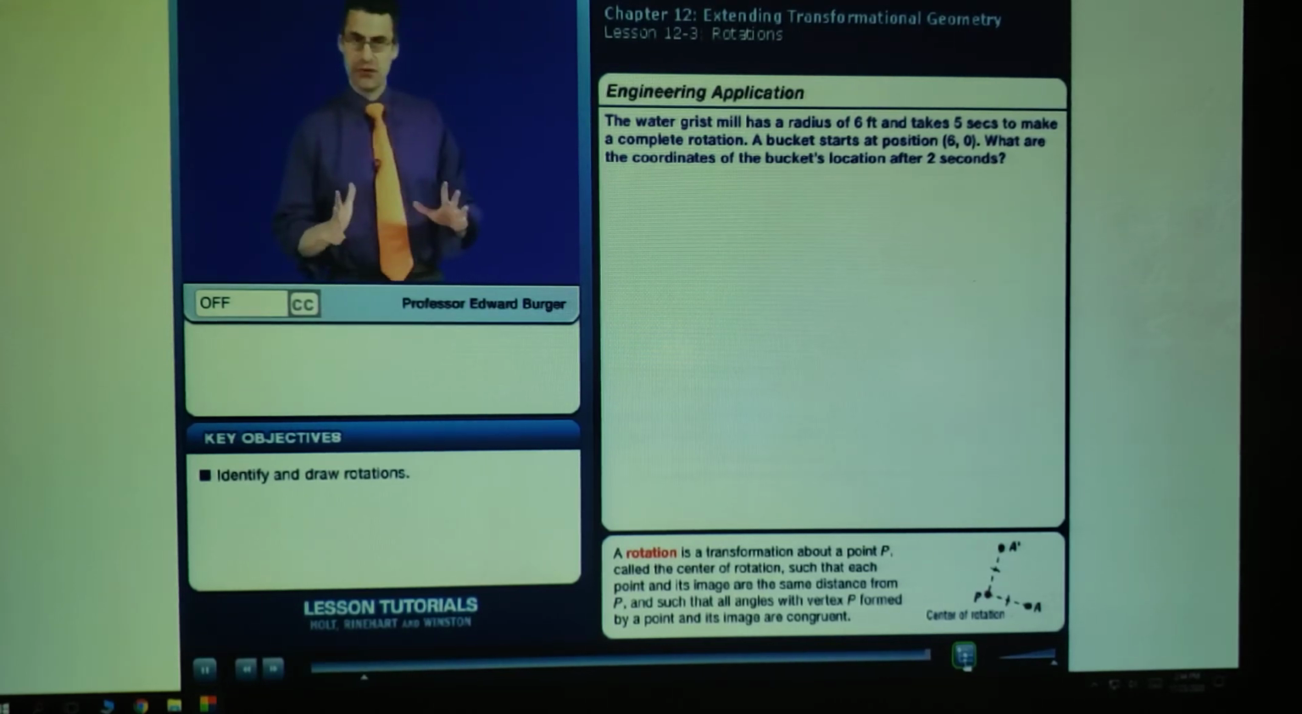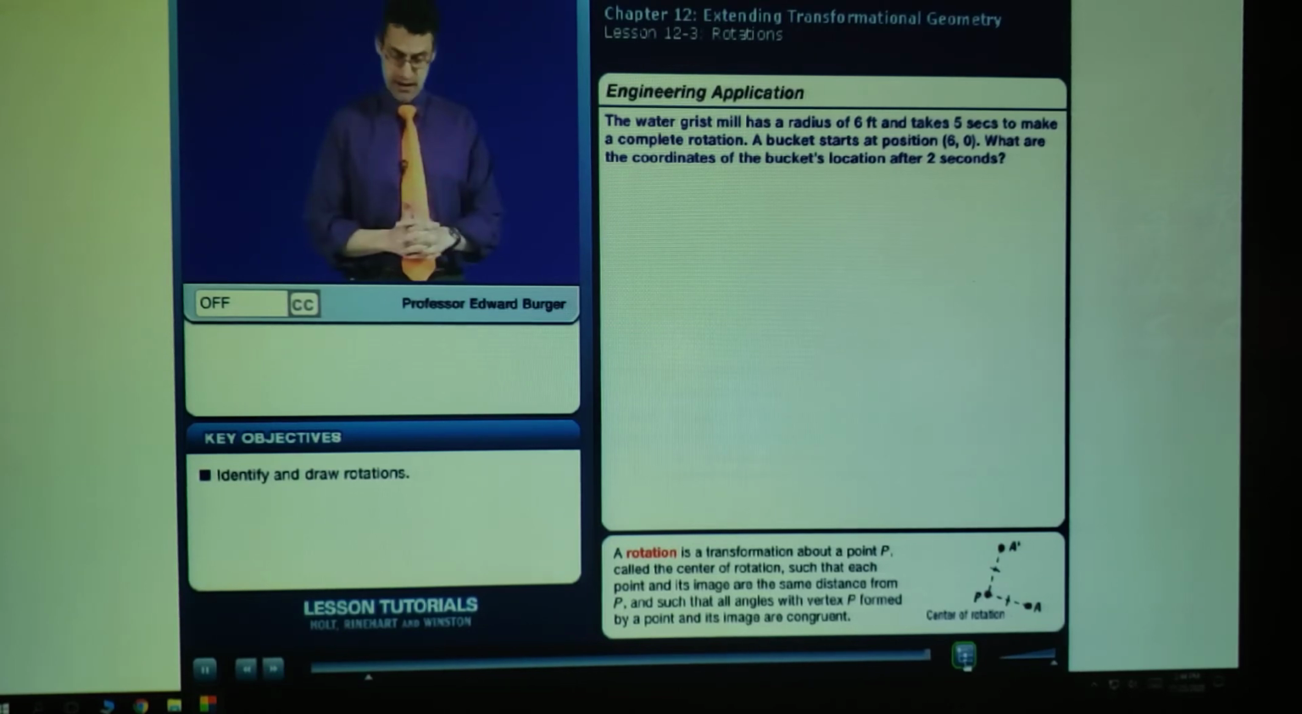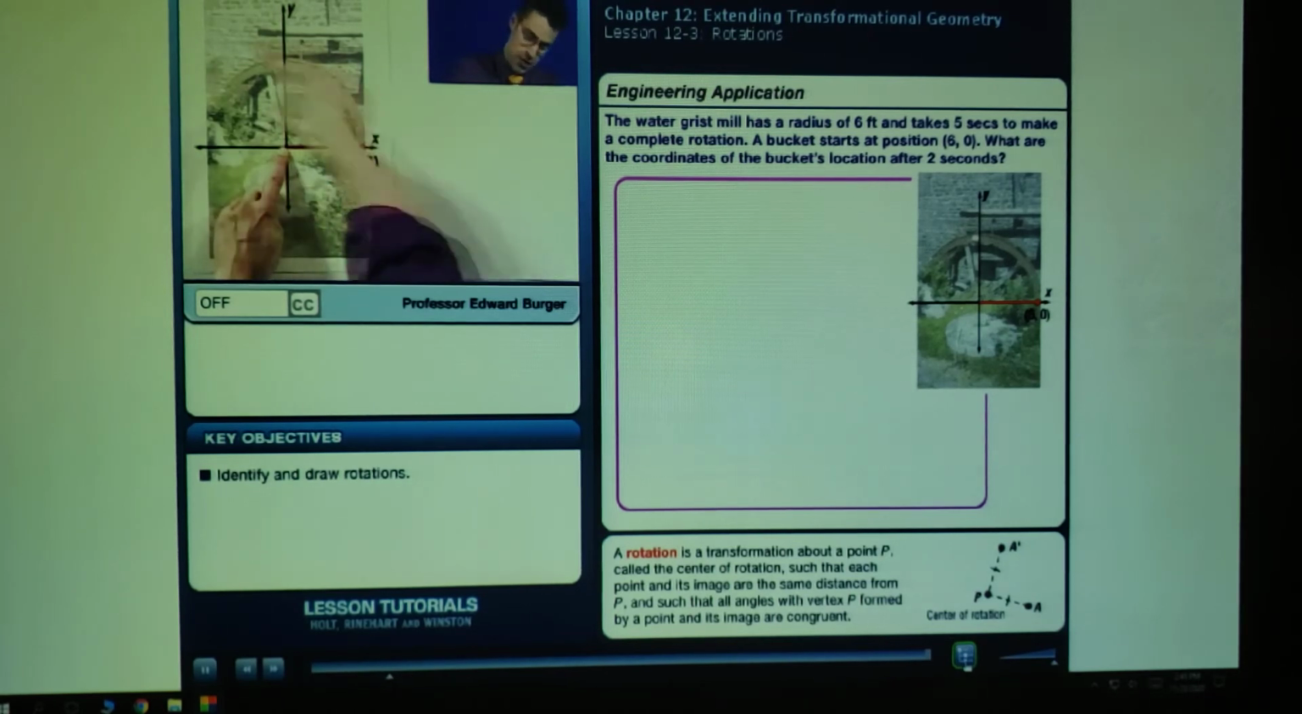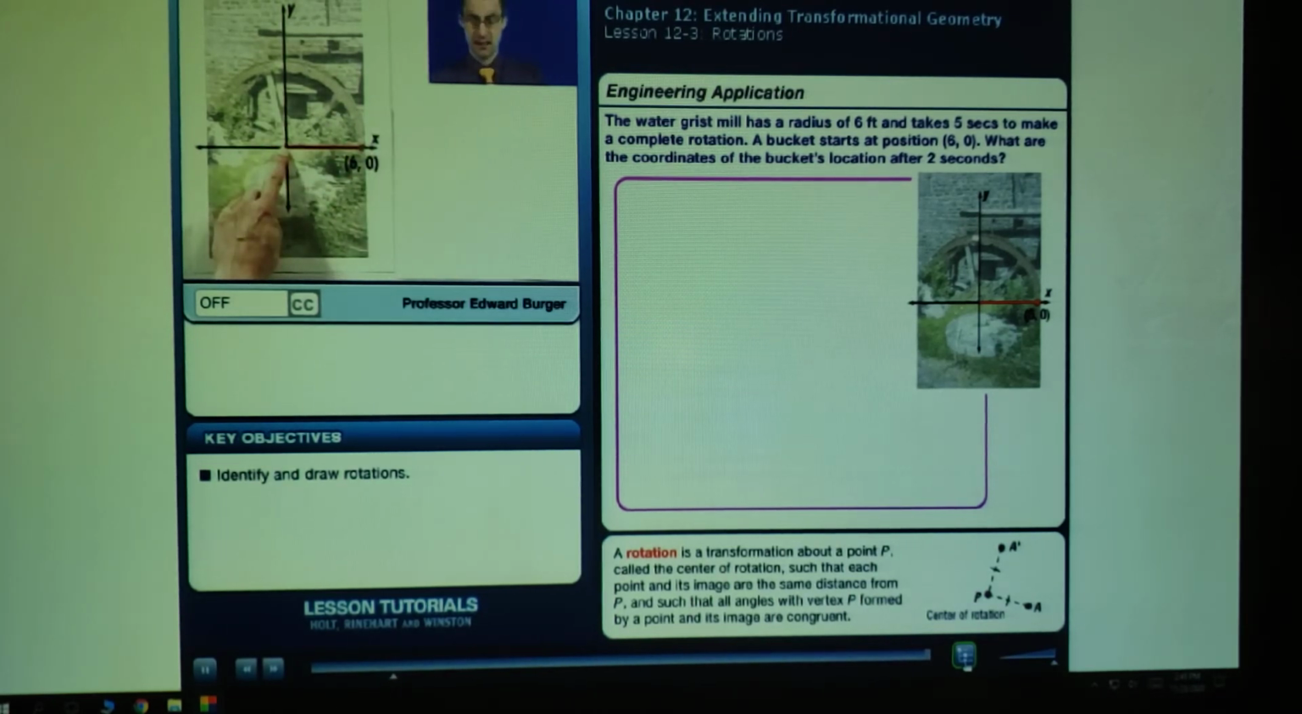A lot of stuff to think through here. We really have to sort of focus on what's going on. So first of all, here's the image. And you can see the origin is at the very center of the mill. And you can see here is (6, 0). And we know that we go around once in 5 seconds. And the question is, if we start here, how far do we go around after 2 seconds? Well, let's think about that.